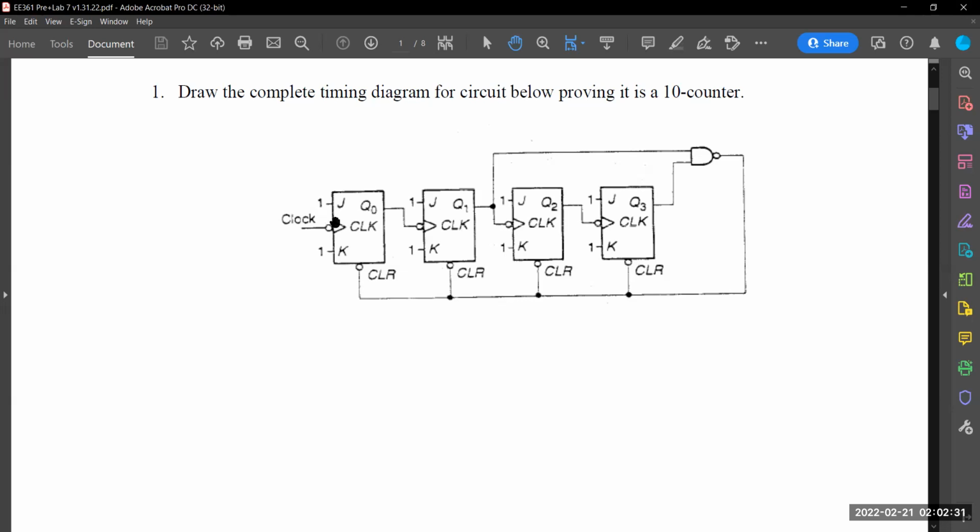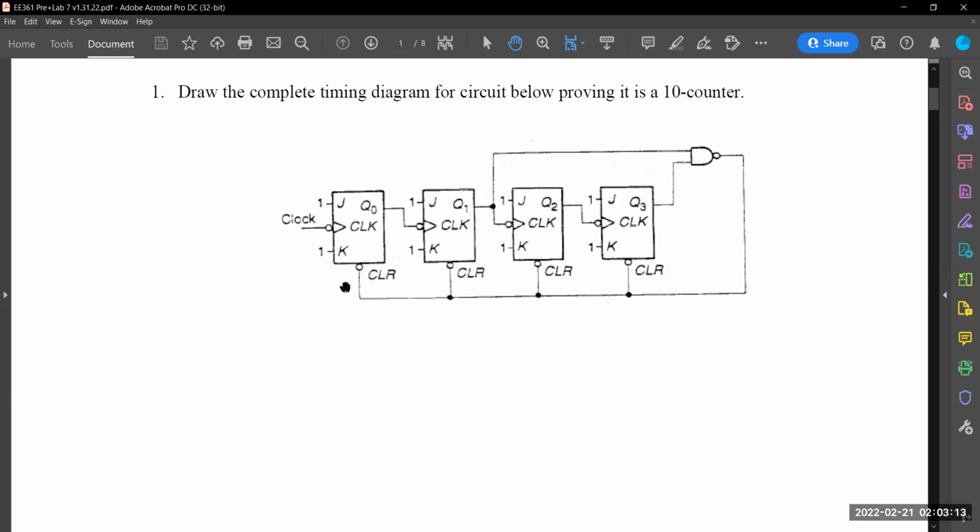Now the JK flip-flop, of course, depending on the 2 inputs, can have different states. But when both J and K are connected to 1, or to logic high, then it is in toggle mode, meaning the output will simply keep toggling between 0 and 1. So we see that the output of the first flip-flop goes as the clock input to the second one, the output of the second one goes to the clock input of the third one, and then the third output goes to the clock input of the fourth one.